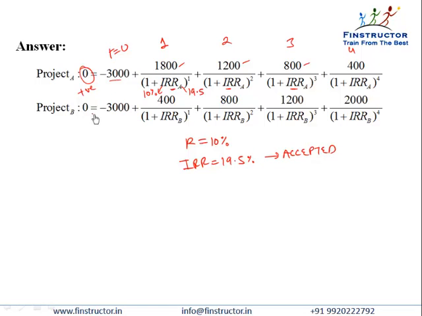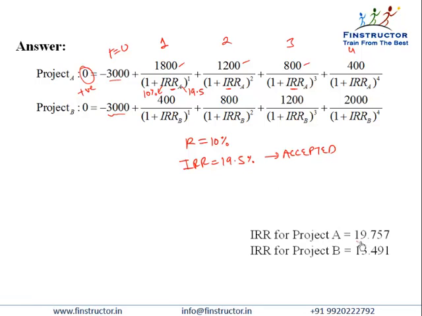Similarly, you can do the calculation in the same manner for project B and verify that both IRRs come out to be higher than the cost of capital of 10%, hence both projects should be accepted. So it was 19.75, not 19.5. So that's the concept of NPV and IRR.